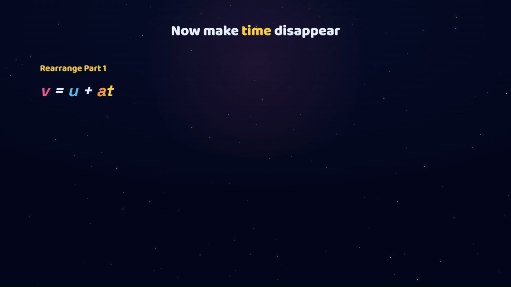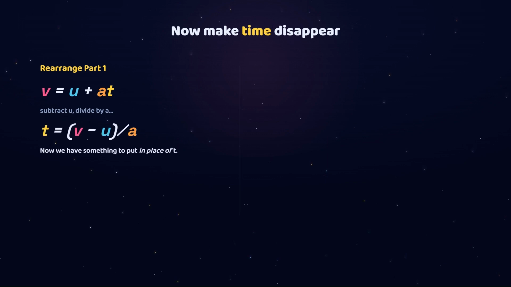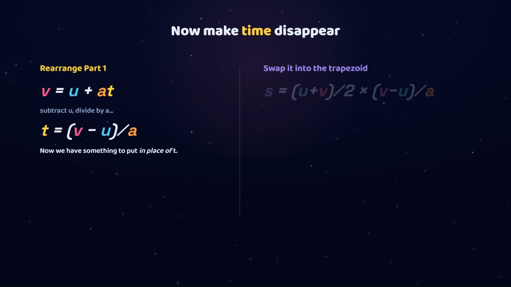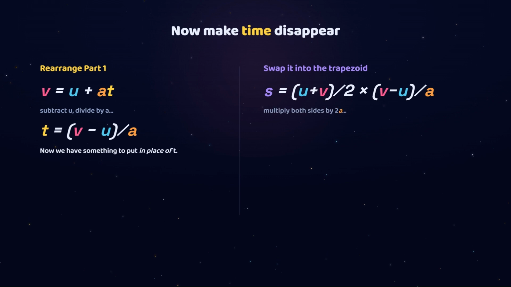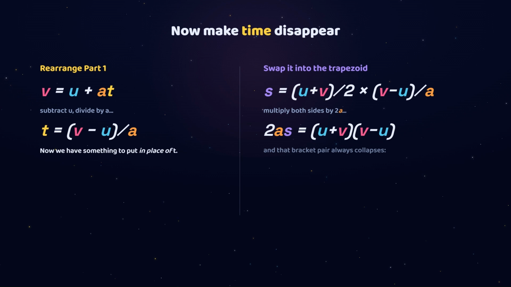Remember part 1. v equals u plus at. Subtract u, divide by a, and you get t equals (v minus u) over a. That's something we can use in place of t. So swap it into the trapezoid. s equals (u plus v) over 2 times (v minus u) over a.